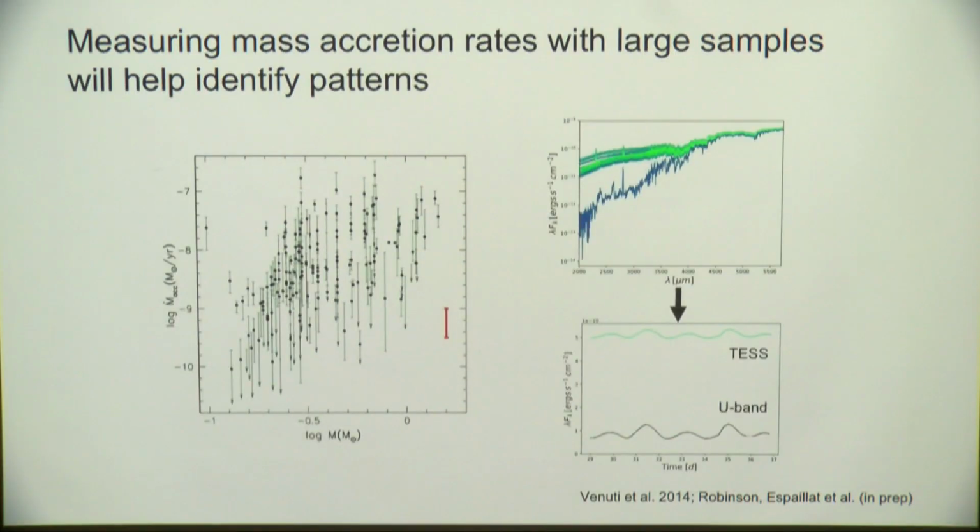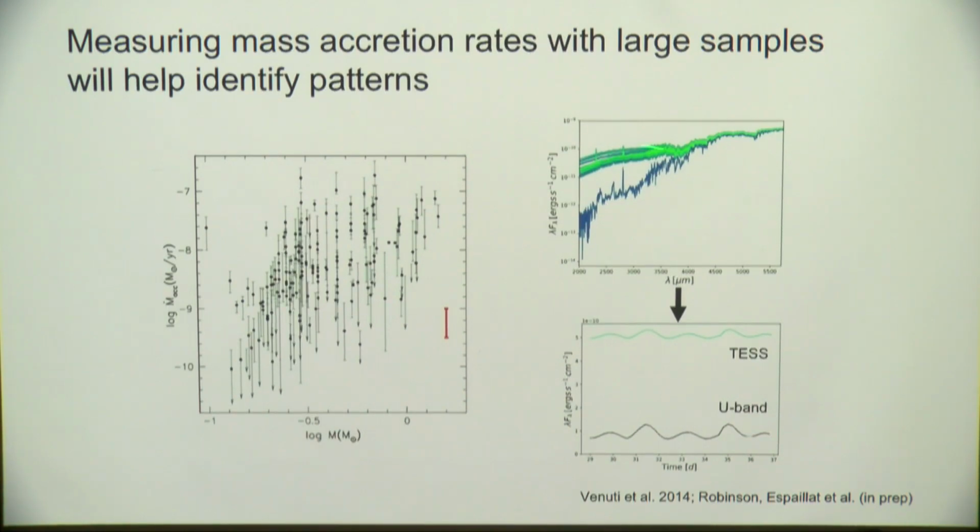And this shows how important it is to get large samples of accretion rates. This is using U-band data, but of course the next generation of large surveys, TESS, LSST, are not going to be probing the U-band, so we have to come up with other ways of measuring the accretion rates with the data that's going to be available.